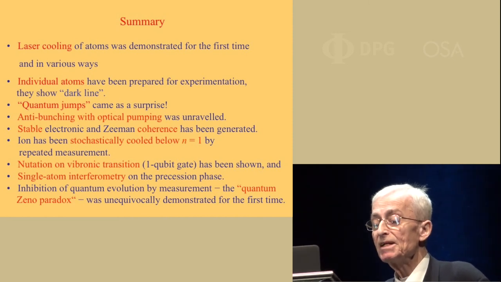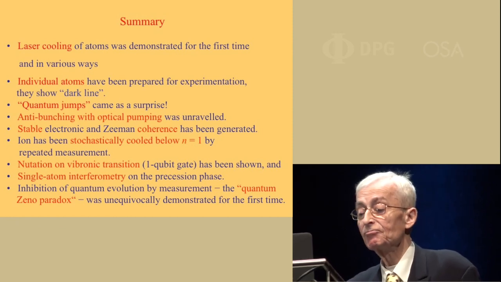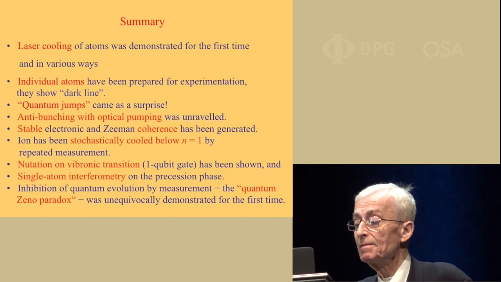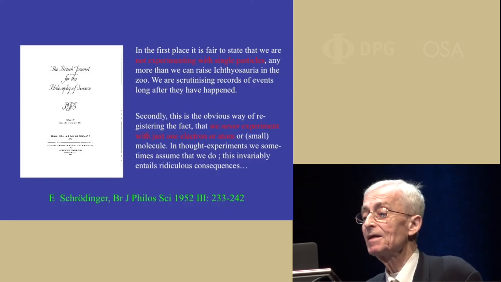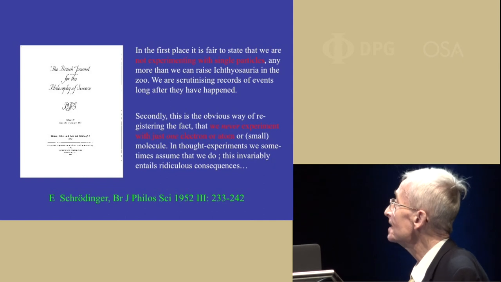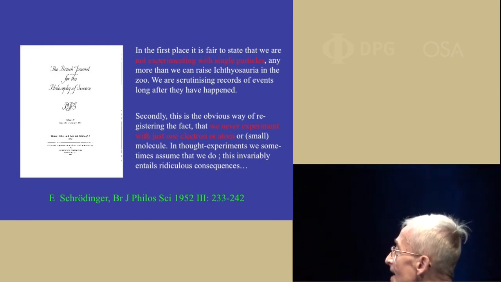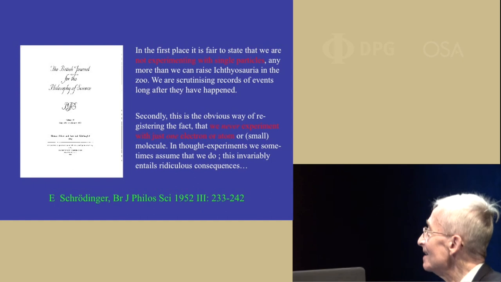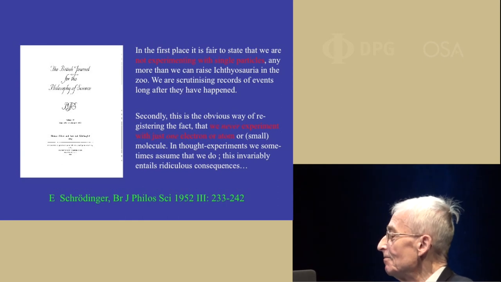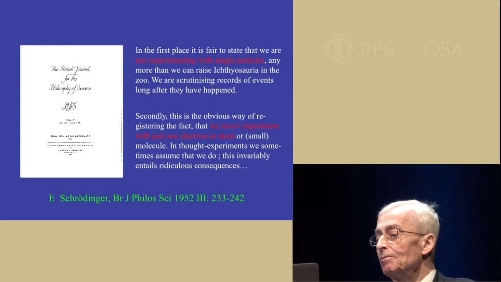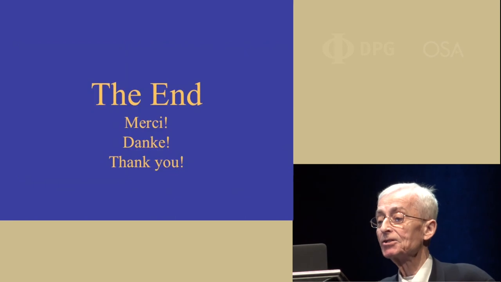But even important questions on the foundations of quantum mechanics can be addressed, as is shown by the measurements on the quantum Zeno paradox. This quotation by Schrödinger shows that after a little more than half a century, this prediction is no longer valid. We really can do experiments with individual ions or even with individual photons, as shown this morning by Serge Haroche. Thank you very much.